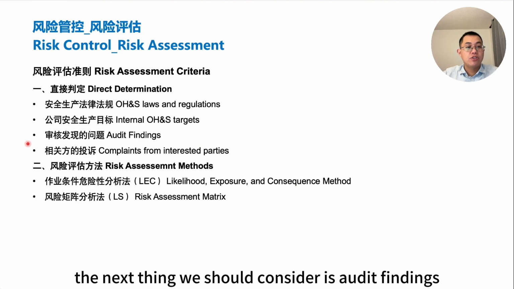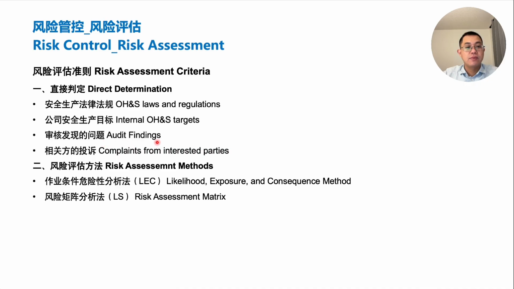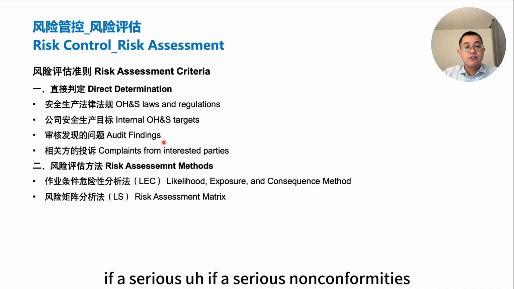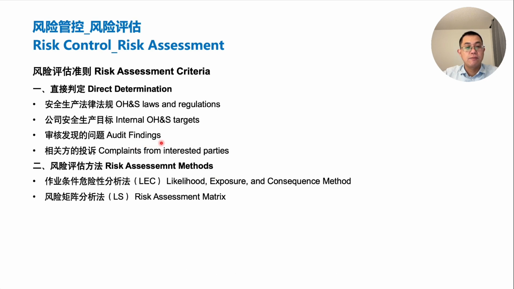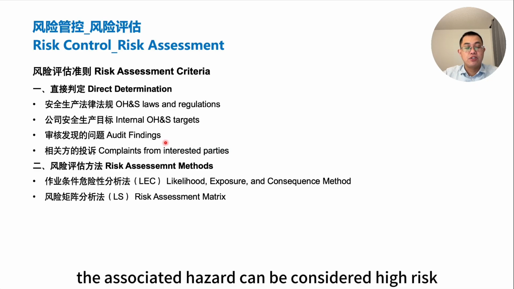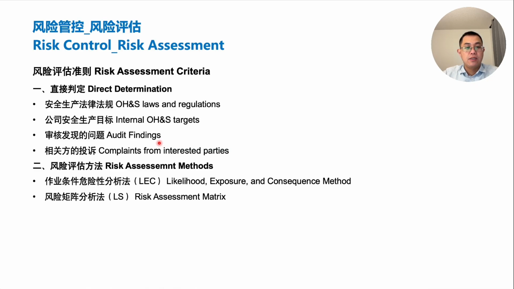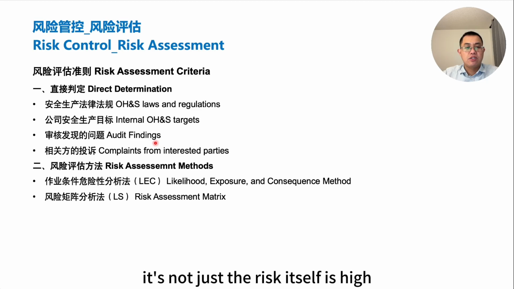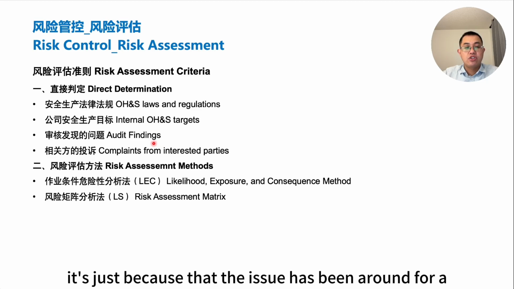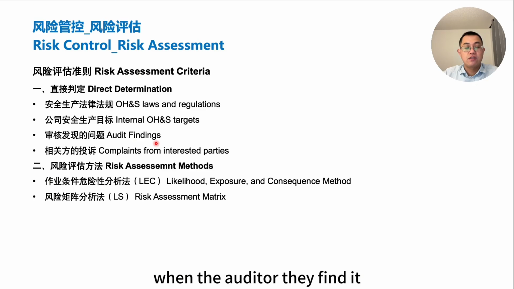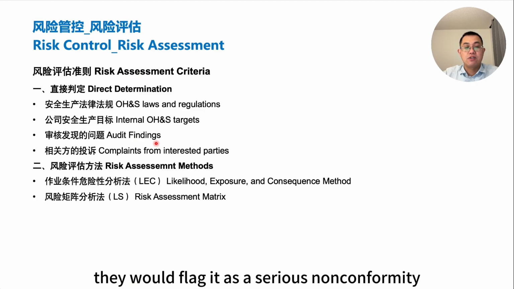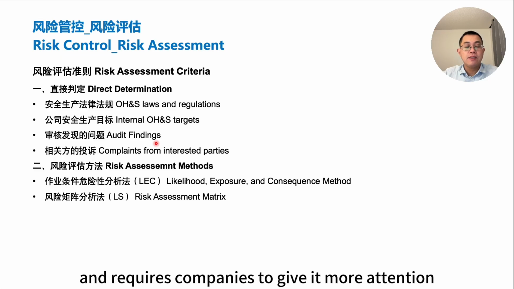The next thing we should consider is audit findings. For example, if a serious nonconformity is identified during an external audit, the associated hazard can be considered a high risk. But sometimes it's not that the risk itself is high, it's just that the issue has been around for a long time and hasn't been systematically fixed. So when the auditor finds it, they would flag it as a serious nonconformity, and it requires companies to give it more attention.